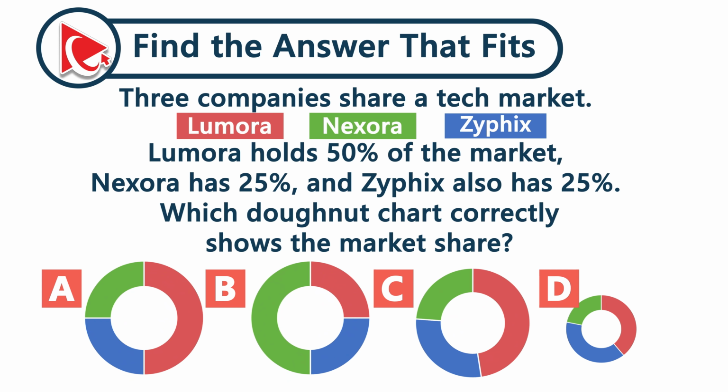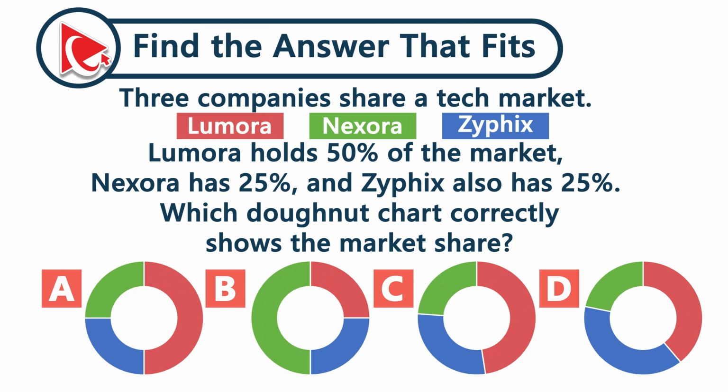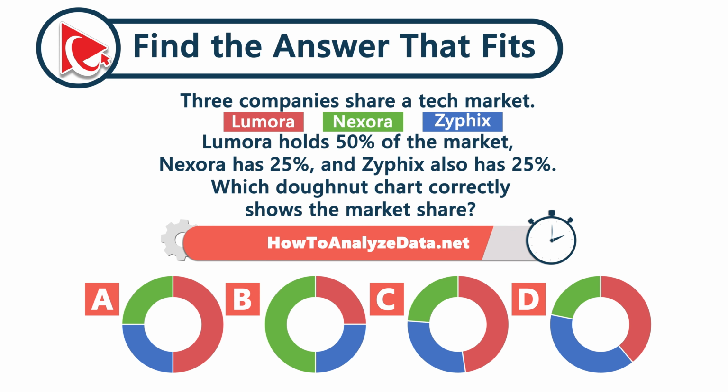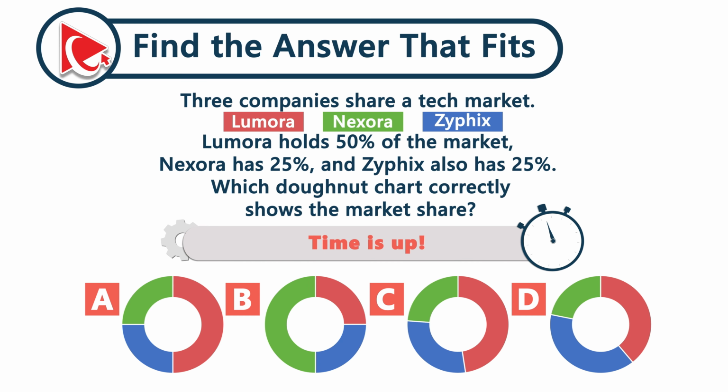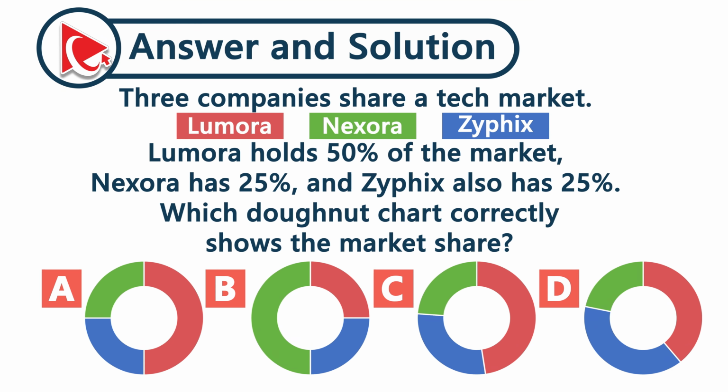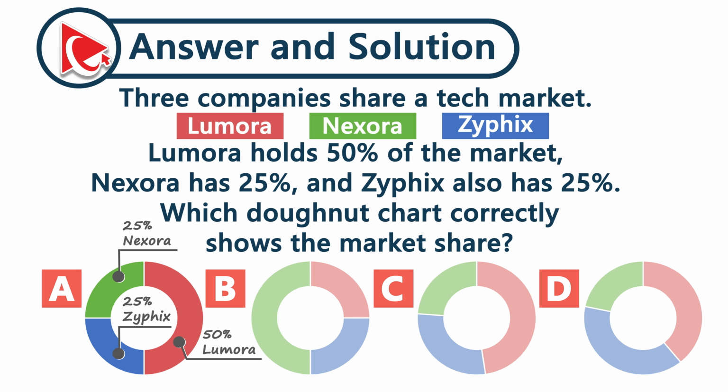3 fictional companies, Lumora, Nexora, and Zifix, share a tech market. Lumora holds 50% of the market, Nexora has 25%, and Zifix has 25%. Which donut chart correctly shows the market share? Let's break it down. The question clearly states a 50-25-25 split. Only chart A shows half the circle for Lumora, and the remaining half evenly divided between Nexora and Zifix. So the correct answer here is choice A.